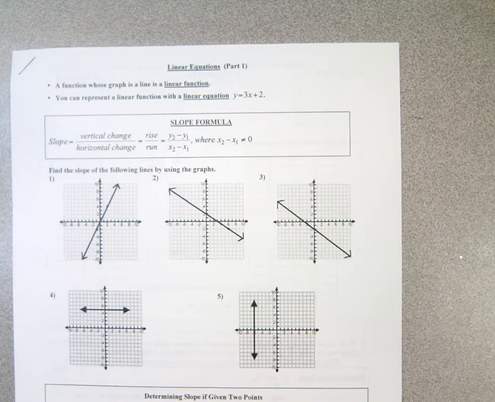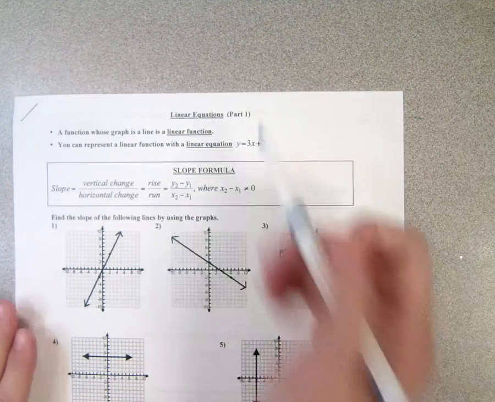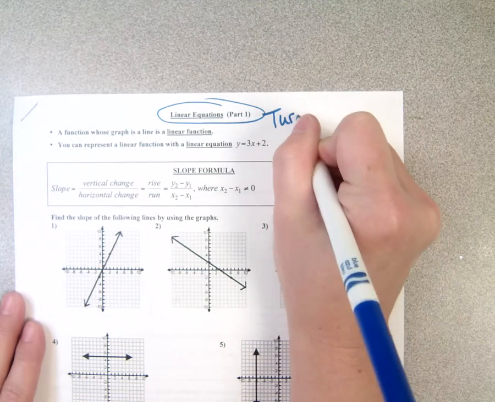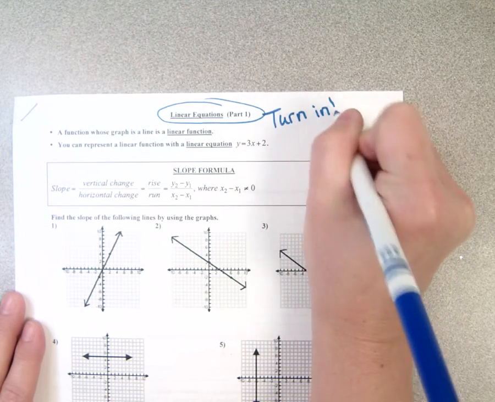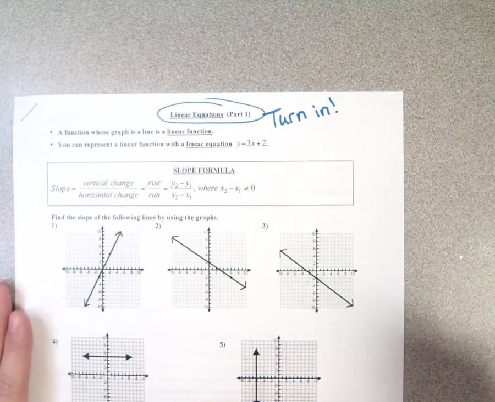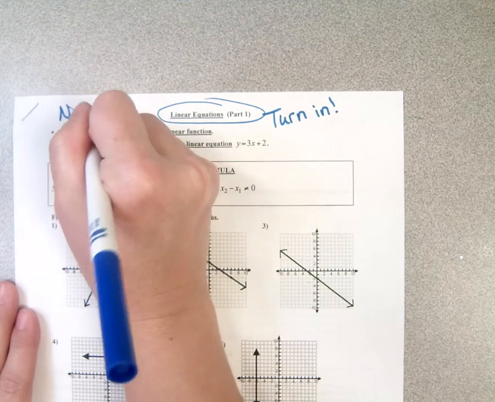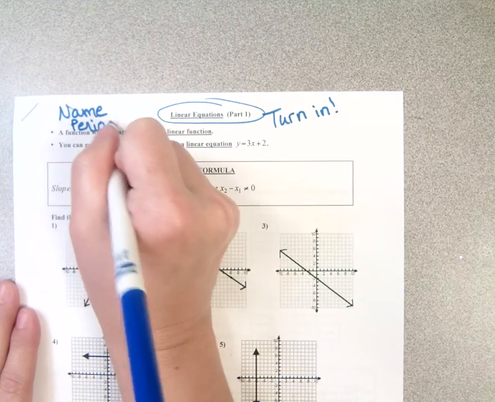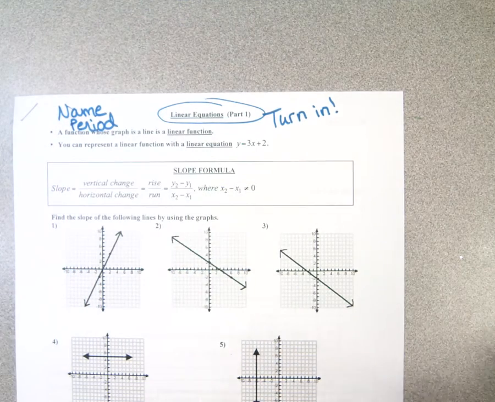So first thing I need you guys to do is get your linear equations part 1 packet out and turn this in. Please make sure you have your name on it, first and last, and if you could put the period that you're in, that would be awesome. So everyone, get this out of your backpacks and get your name on it, first and last, put your period number on there, and turn those in.